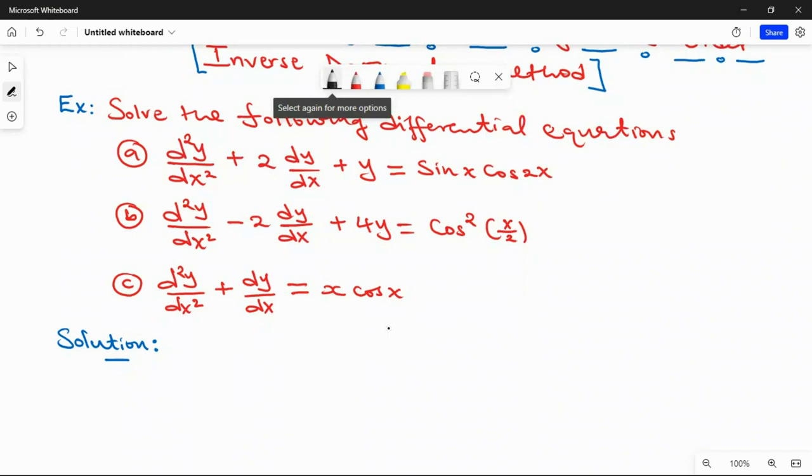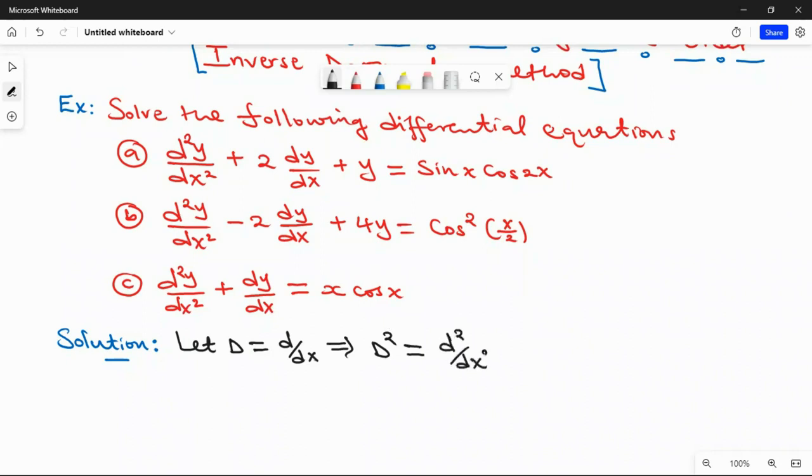So this is how we define our D operator. We say let D be the derivative with respect to x, so that where we have D squared, it is the same as the second derivative with respect to x, twice. So let's start with part A. Write the ODE in terms of the D operator. In terms of the D operator, it will be D squared plus 2D plus 1. The whole of this is operating on y to give us sine x times cosine of 2x.